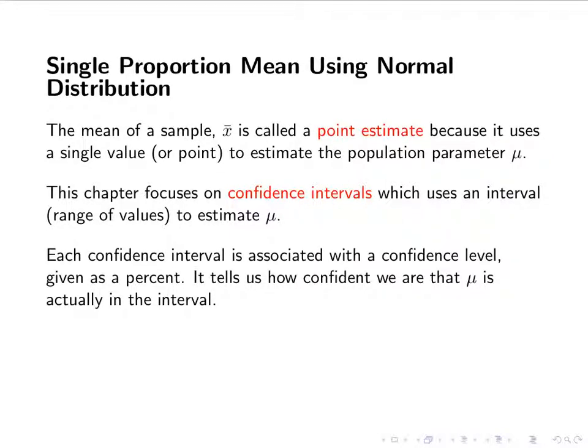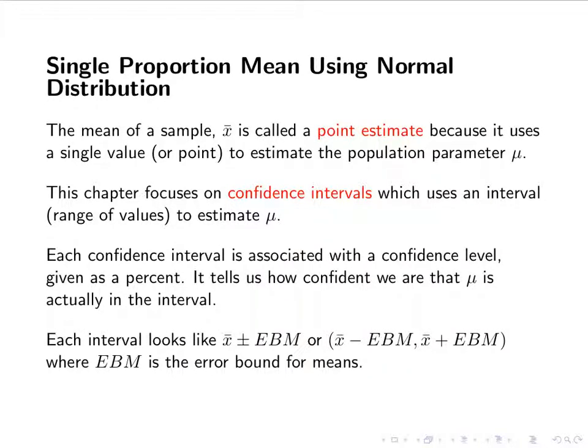Each confidence interval is associated with a confidence level, which is some percentage. Typically, you'll see 90%, 95%, 99%, so it's usually a high percentage. It tells us how confident we are that mu is actually in the interval. So remember, we don't typically know what mu is. If we did, we wouldn't have to estimate it by a sample. So we're fairly confident that mu is in some given interval.